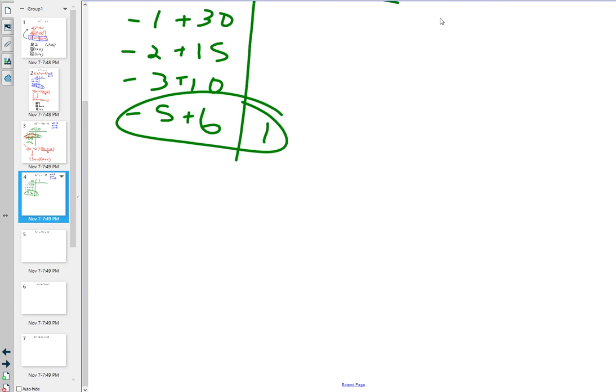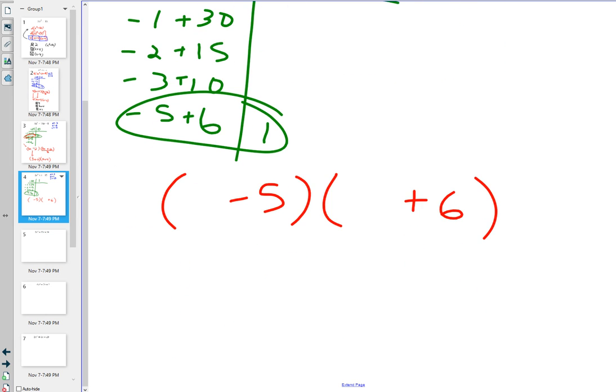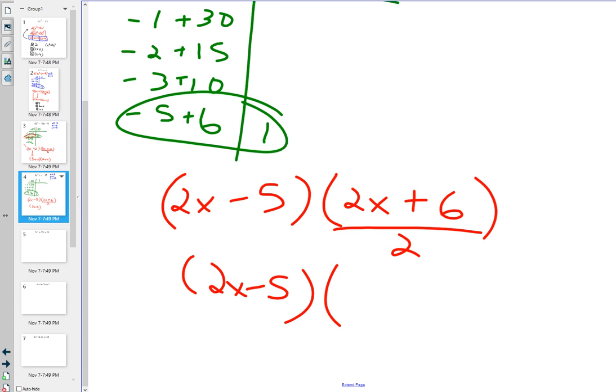Because there's no GCF, I'm going to write the negative 5, and I'm going to write the positive 6. But because A was not 1, like all the way in front was a 2, I'm going to write the 2 along with the x. Do 2x and negative 5 have a common factor? No, so I just rewrite it. Can 2x and 6 be divided by a common number? 1, 2. Oh, was that you? Who said 3?